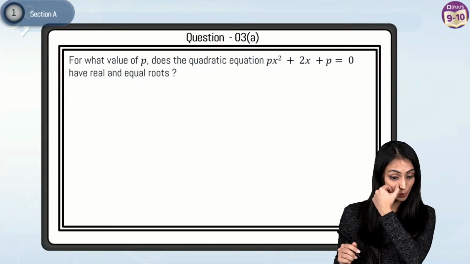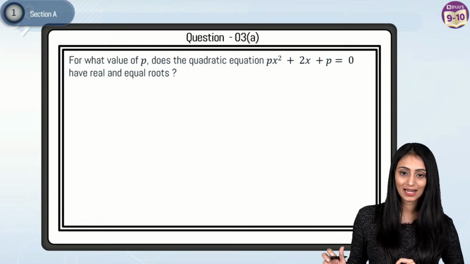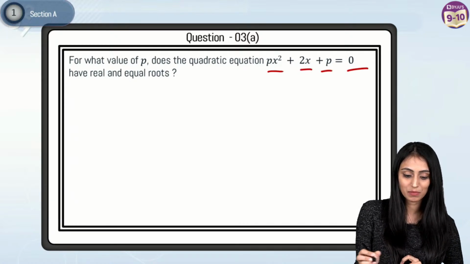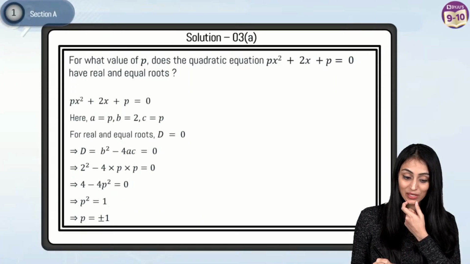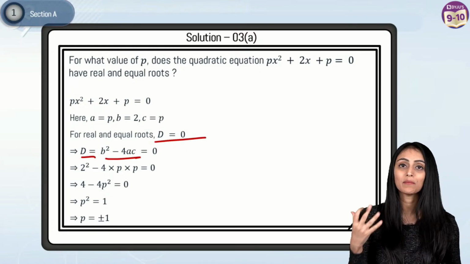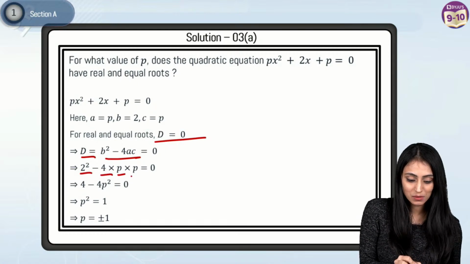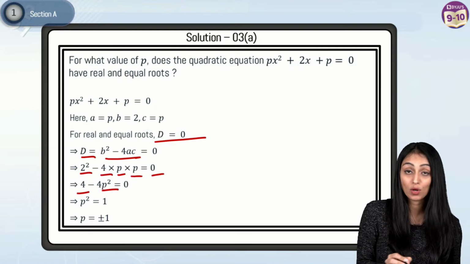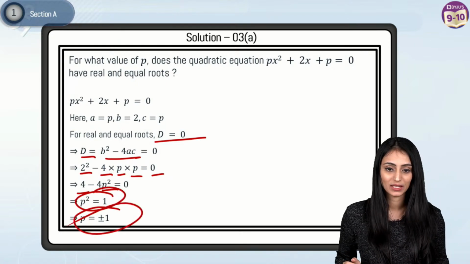Let's take a look at question number 3. This is part A of question 3. For what value of p does the quadratic equation px square plus 2x plus p equal to 0 have real and equal roots? See, real and equal roots, that means obviously discriminant would be 0 in that case, right? So I'll put everything here. Discriminant is b square minus 4ac equal to 0, right? That's going to be 2 square minus 4 times p times p equal to 0. That would be 4 minus 4p square equal to 0. p square is 1. p would be plus minus 1, right?